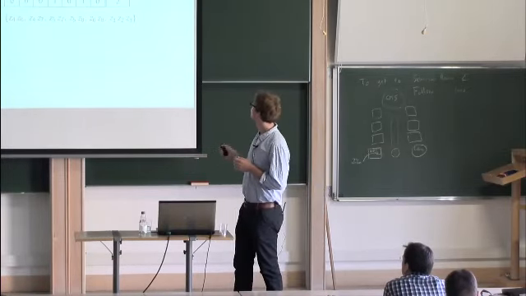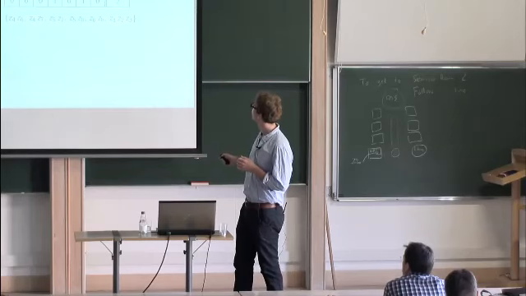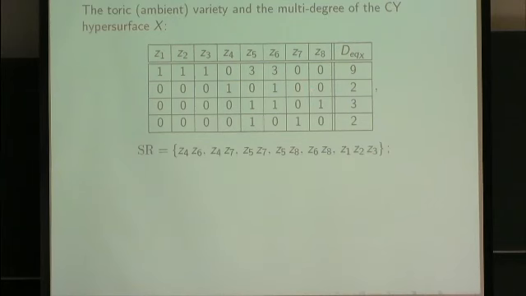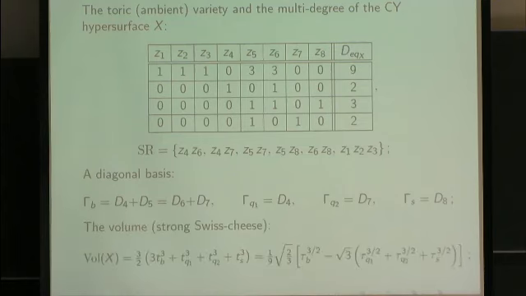So now the example that afterwards Sven will use. So this is the Calabi-Yau hypersurface, the weights for the ambient space, the degree of the hypersurface, and the SR ideal that specifies the fan. A diagonal basis for this space would be this one. In this diagonal basis the volume form becomes strong Swiss cheese. And the involution is the one where D4 is mapped into D7.